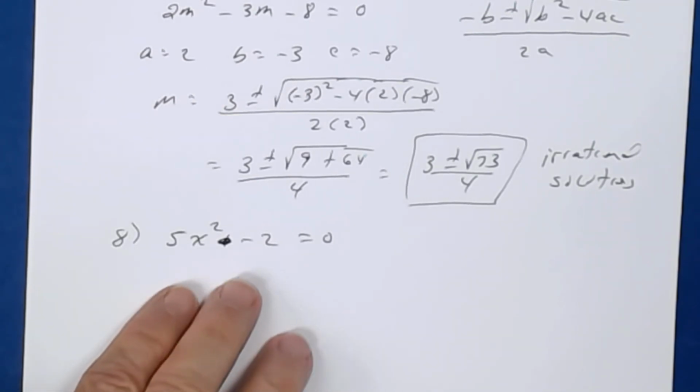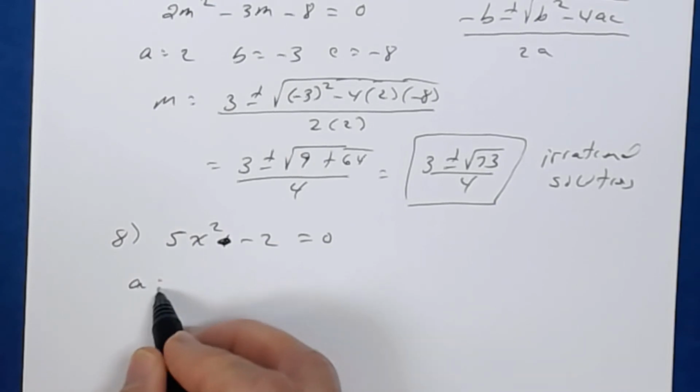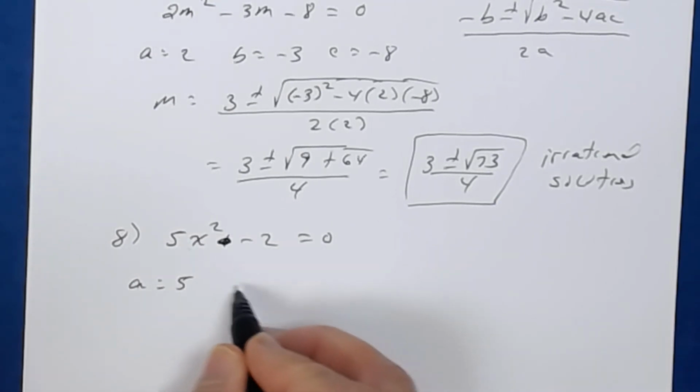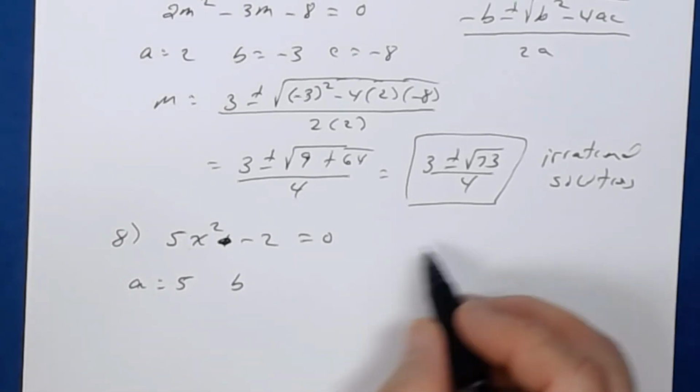You may say, well, I have a missing term. Yeah, you do. That's okay. So it's a in this case. A is the coefficient of x squared, so that's 5. B is the coefficient of x. See, you don't see an x, right? So that's 0. So in other words, I can write this.